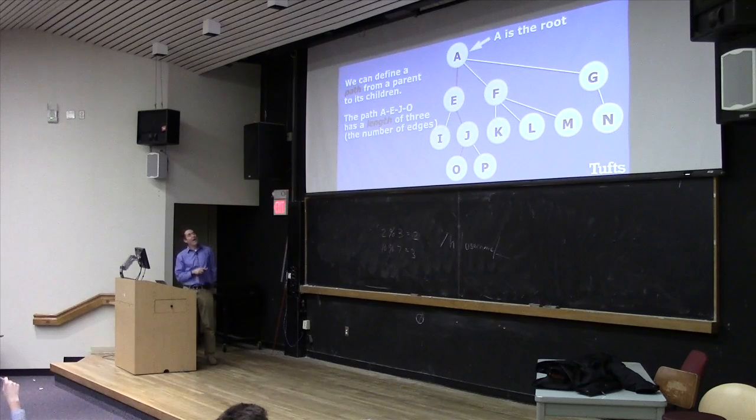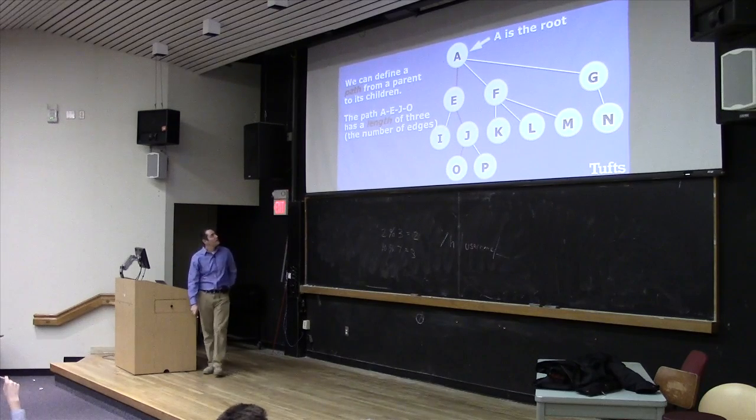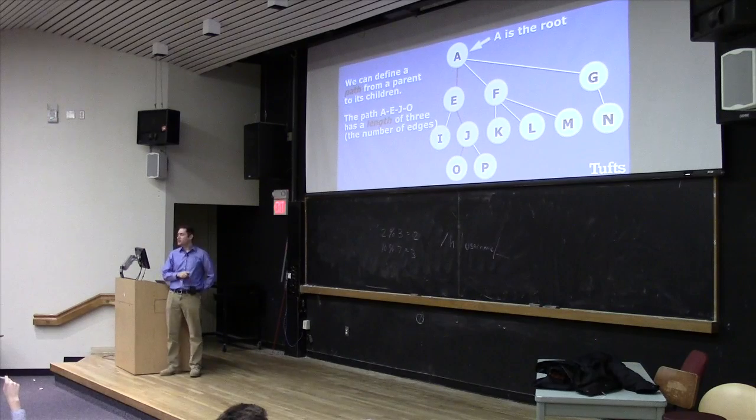We can define a path in a tree, which is a path from a parent to its children. So the path that goes from A to P, or A to O, is A, E, J, O. It's just whatever the direct path is. There is not a path in this sense from F to O, because you can only go downwards in terms of starting a path.